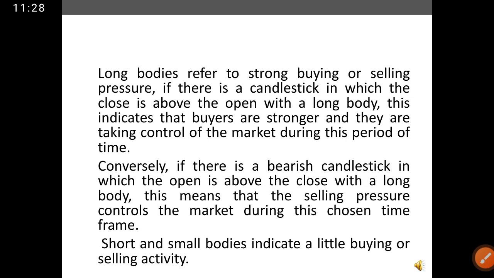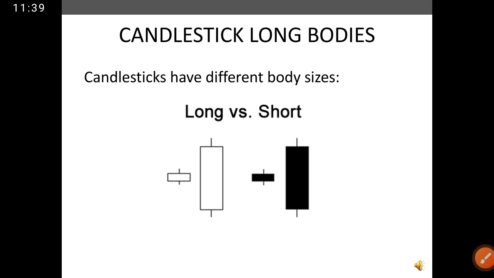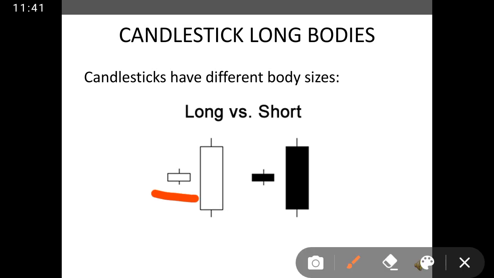Short and small bodies indicate little buying or selling activity. You can see those candlesticks I showed you. They indicate little buying. For example, this one means little buying pressure. It means the buyers are not pressurizing the market, and the sellers are not pressurizing the market. So it means little pressure.